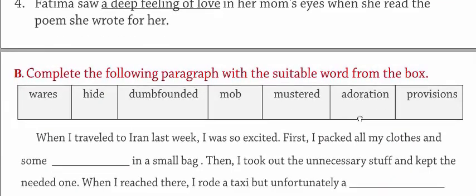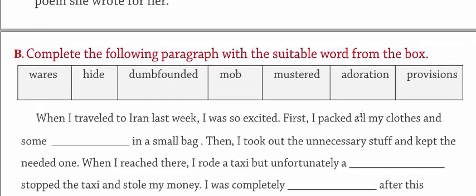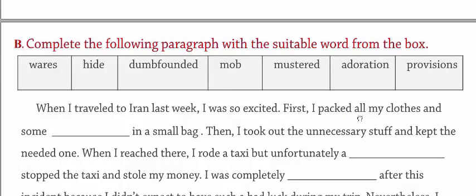When finishing exercise A, now start with exercise B. Complete the following paragraph with a suitable word from the box. In this box we have words, vocabulary words. You have to fill in the blanks with words from the box. Words: hide, dumbfounded, mob, muster, adoration, provisions.